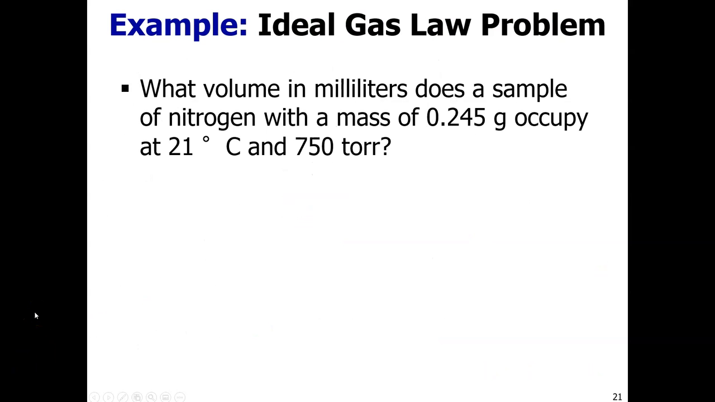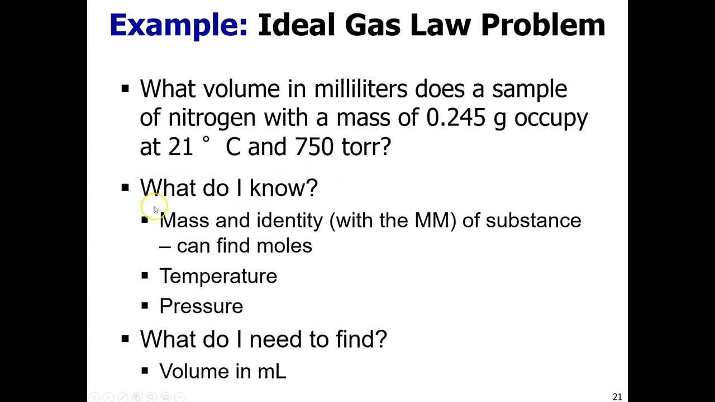Okay, I'd like you to try to do this now. What volume in milliliters does a sample of nitrogen with a mass of 0.245 grams occupy at 21 degrees Celsius and 750 torr? So what do I know? Mass and identity, with the molecular mass of the substance, so we should be able to find the number of moles. We have the temperature, we have the pressure, and I need to find the milliliters here.